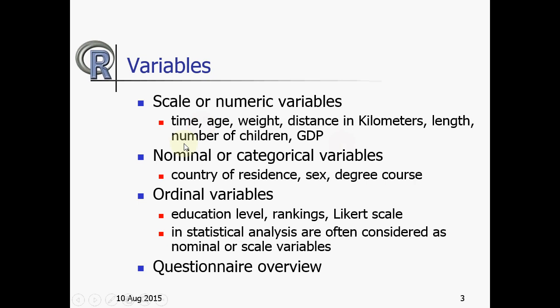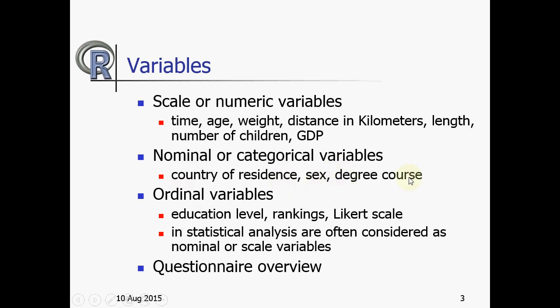So, nominal or categorical variables. R calls the scale ones numeric or numerical. These ones are called by R factors. We'll see, however. These are all variables which don't have any intrinsic numerical meaning, even though sometimes they are represented by numbers. For example, the country of residence, the sex, the degree course. You can easily identify these variables because they create categories. So your subjects can be divided into categories according to the country of residence or according to the sex, according to the degree course.